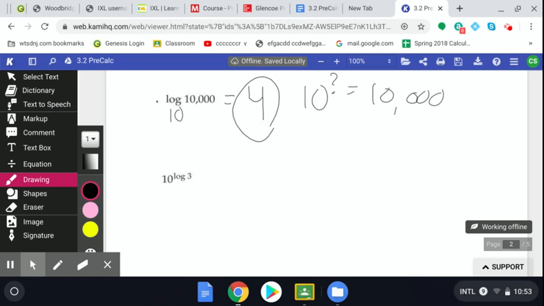Okay? For the second example, if you remember the properties we talked about, the base for a common log here is a 10. So this will cancel out, and the answer will just be 3.